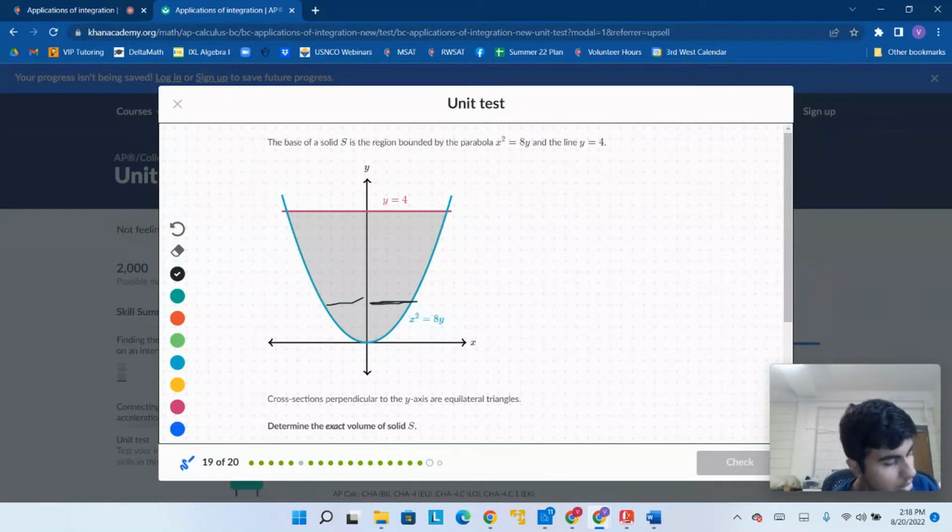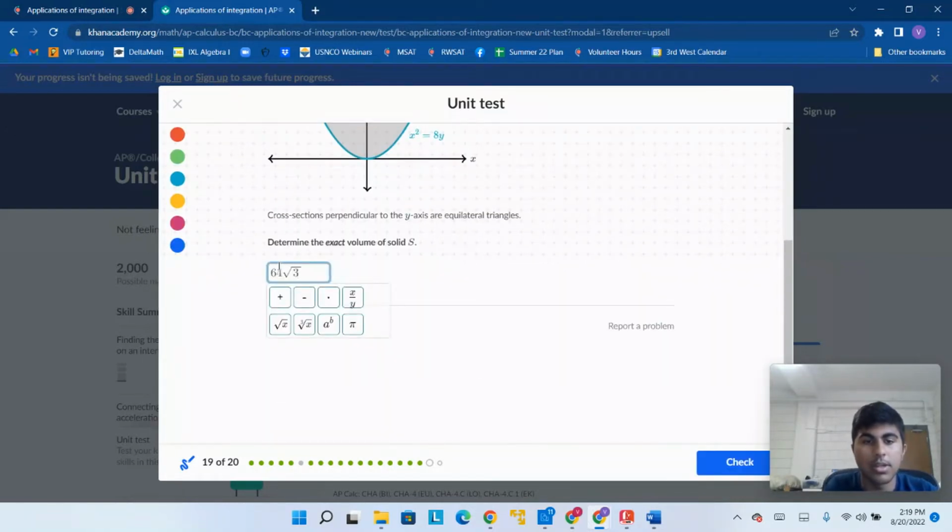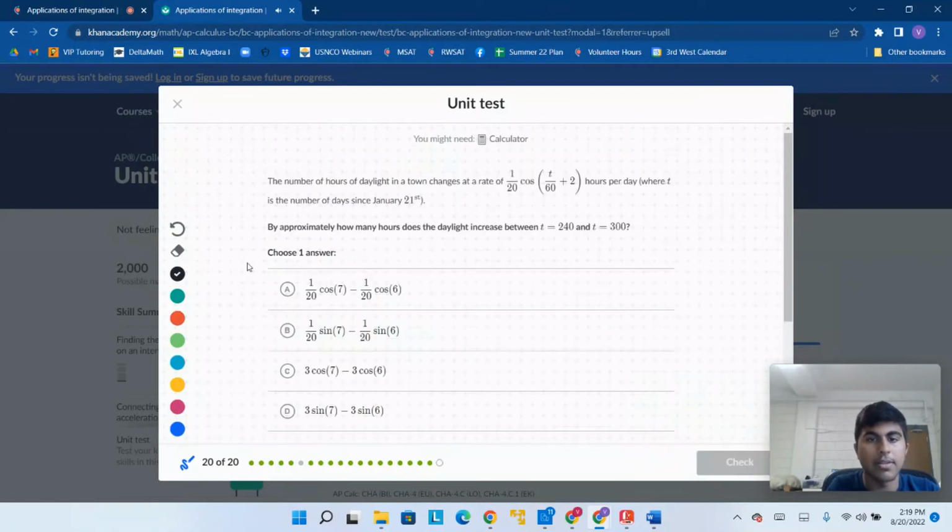Okay, so if you're going to do that, you get 2 times the square root of 8y squared dy. From 0 to 4, that gives you 256 divided by 4 times the square root of 3, which is going to be 64 square root of 3. 64 square root of 3, and we can keep going to the next question.